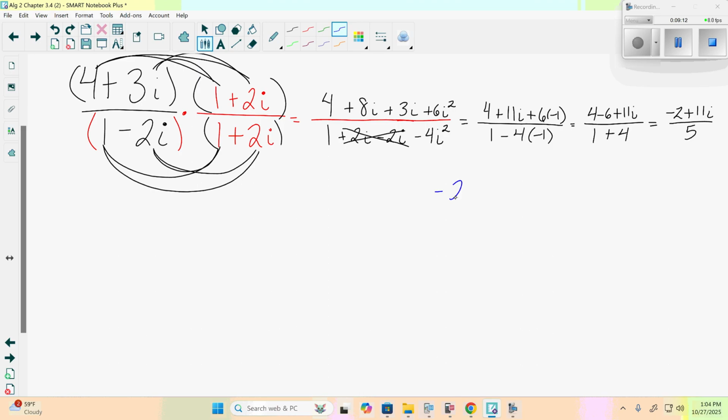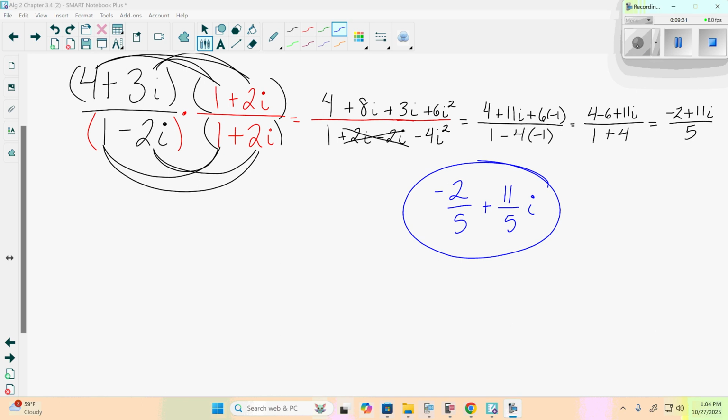Now if we rewrote this in a plus bi form, we split the two fractions apart, telling us that we have negative 2/5 plus 11/5 i. If one of those reduced or simplified, we'd simplify it. Questions on this here so far?